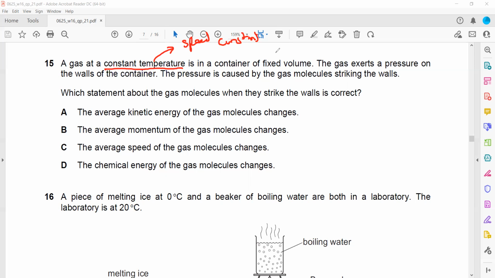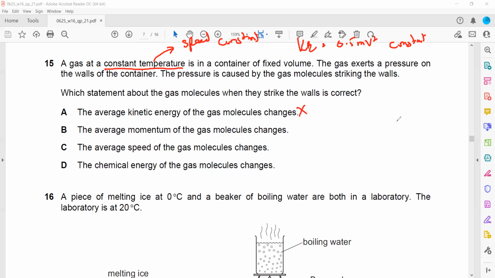So the speed of the molecule does not change. Then which statement explains about the motion here? The average kinetic energy of gas molecules: if speed does not change, kinetic energy is half mv squared. So if speed is not changing, mass is constant, so kinetic energy will remain the same, as the kinetic energy is proportional to temperature, so it does not change. The average momentum of the gas molecule changes.